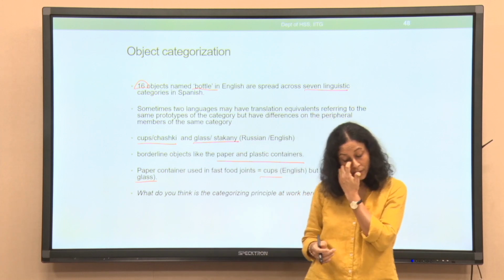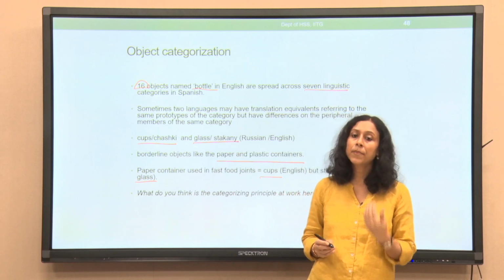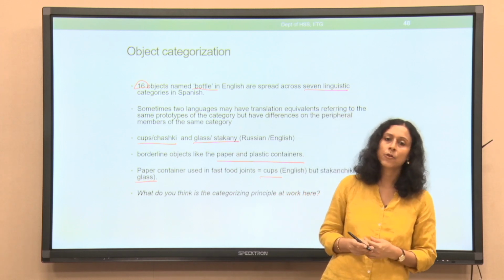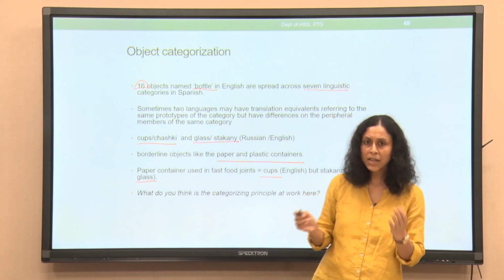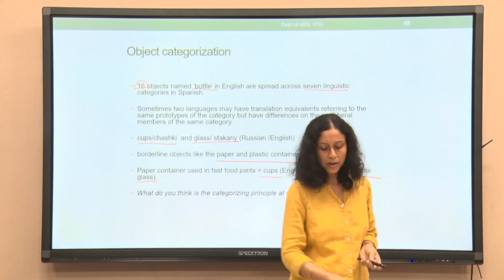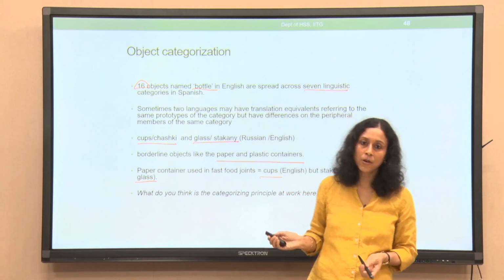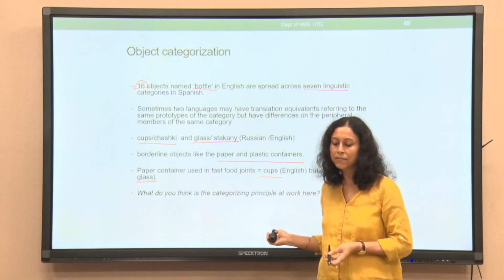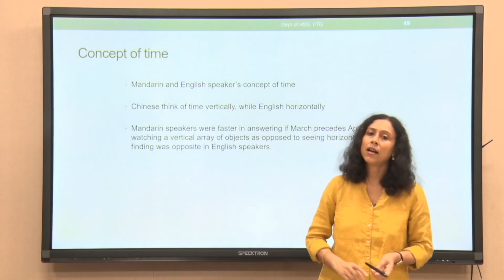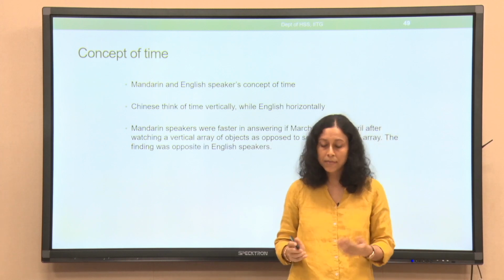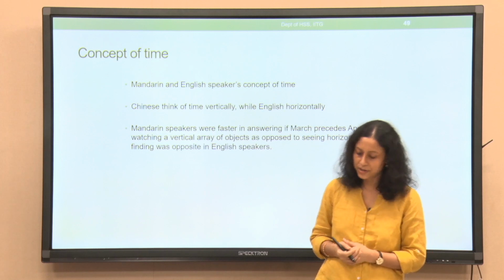So, this kind of difference makes us think about the categorizing principle that would be at work here. Why is it that the two languages broadly agree on the central examples of a category, but they do not agree on the borderline concepts? It makes you think about the categorizing principles that are at play across languages, which probably depend on the way the language is structured.